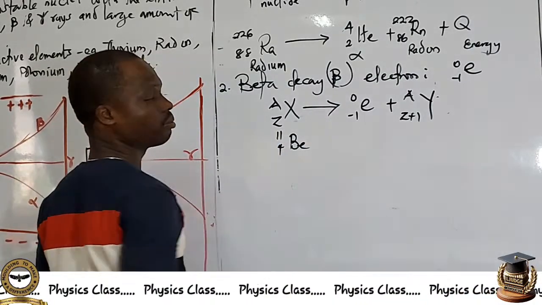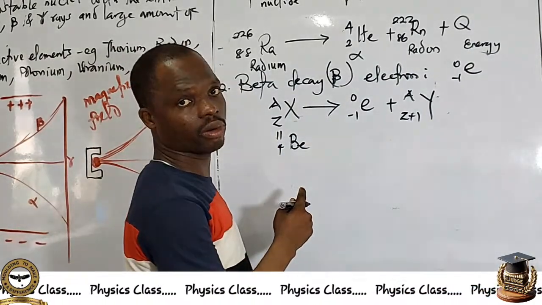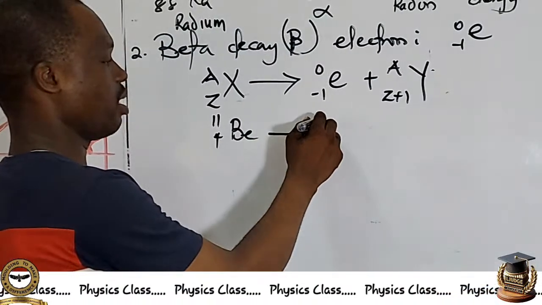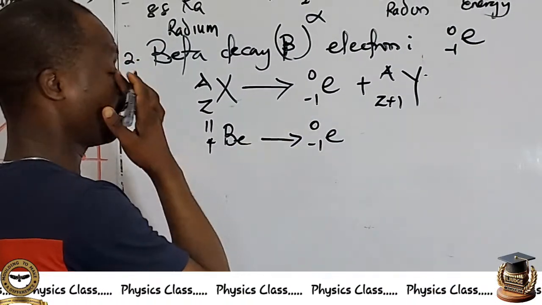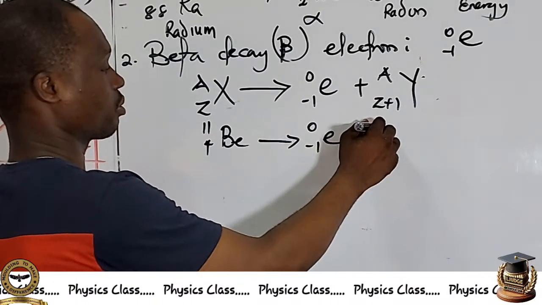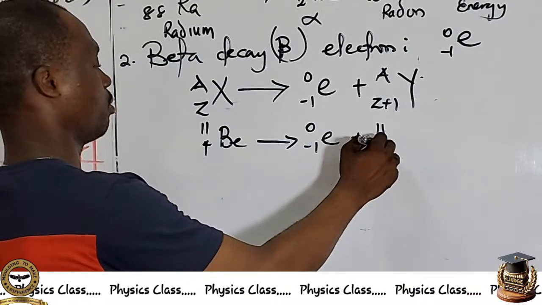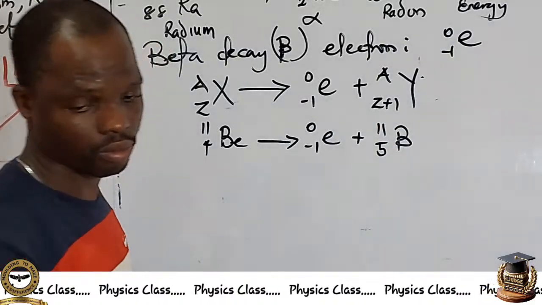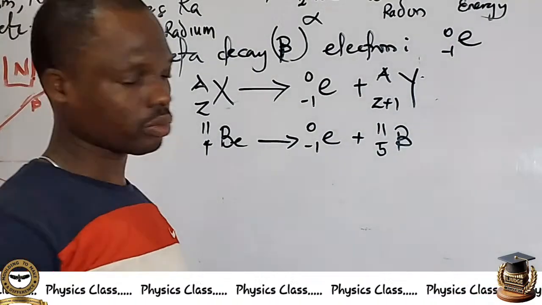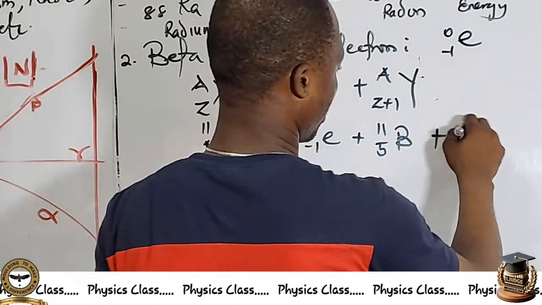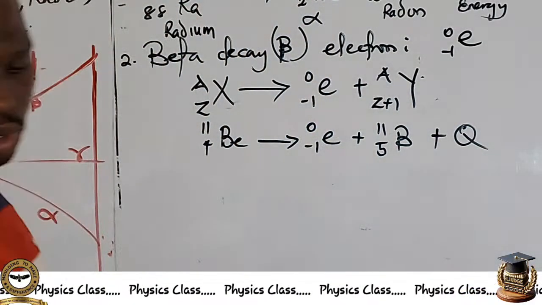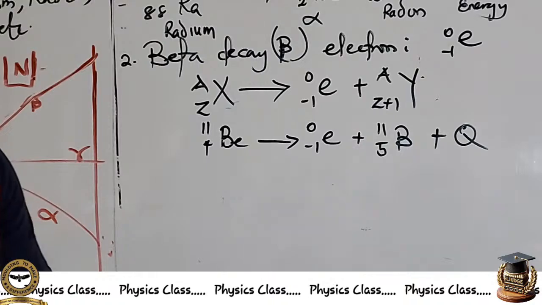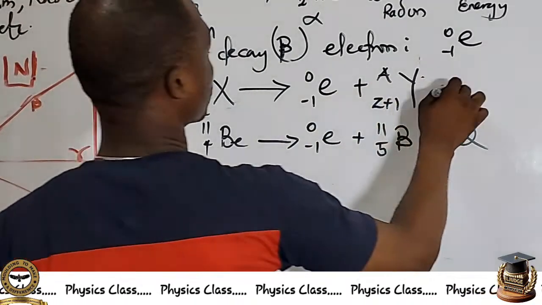So let's look at an example of beryllium-11. 11, 4 beryllium. I hope you can see this very well. Is it enlarged very well? 11, 4 beryllium with beta decay will give us 11, 5 boron. And this will be with an emission of a high amount of energy in the form of heat. So you must note that.